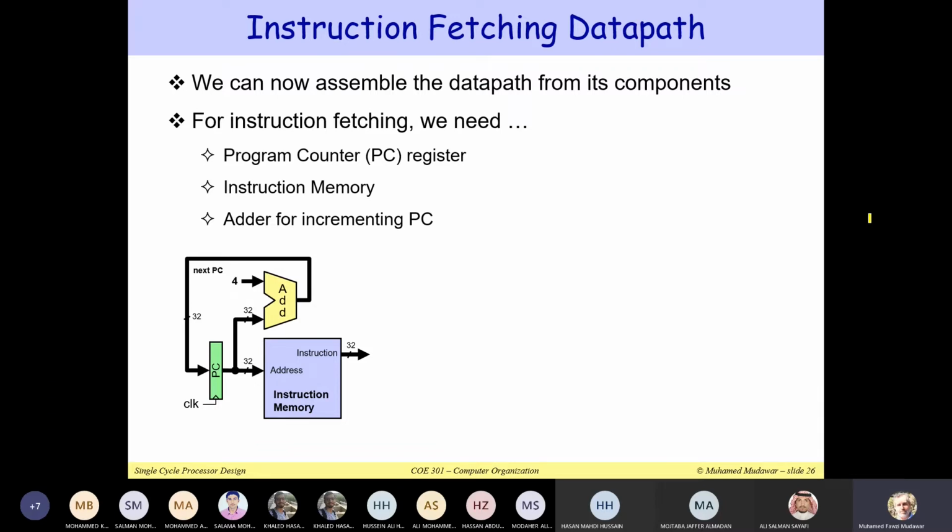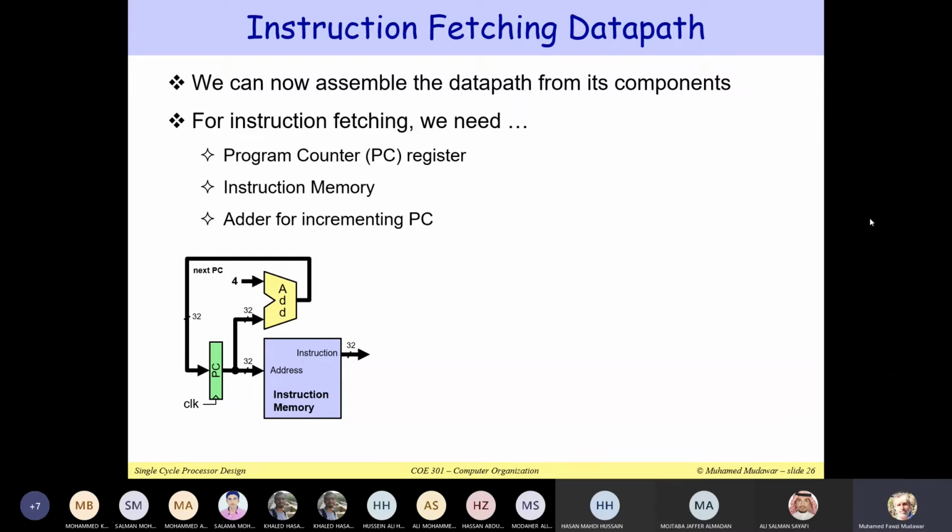So the PC is very important. It's a very special register because it contains the address of the instruction that should be fetched from the instruction memory. So we have a PC register. Notice that the clock is connected to the PC because we only update the PC at the edge of the clock.